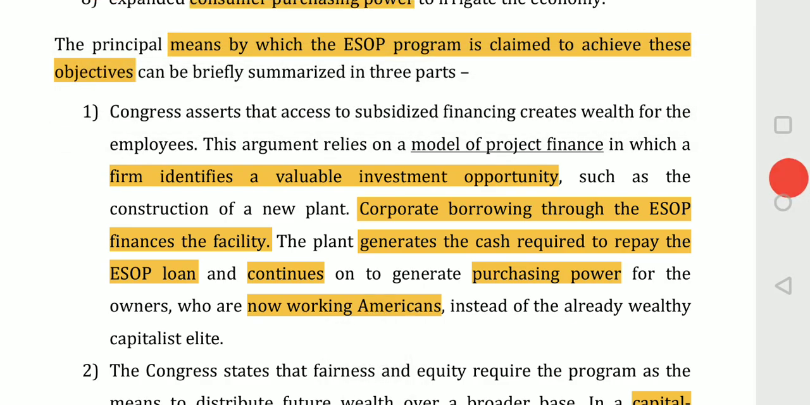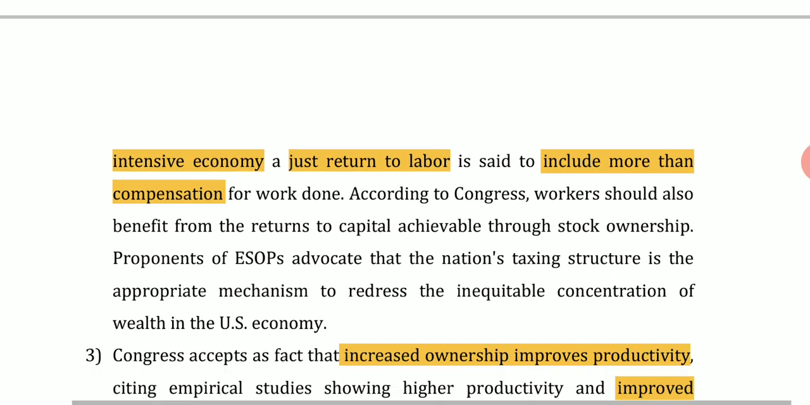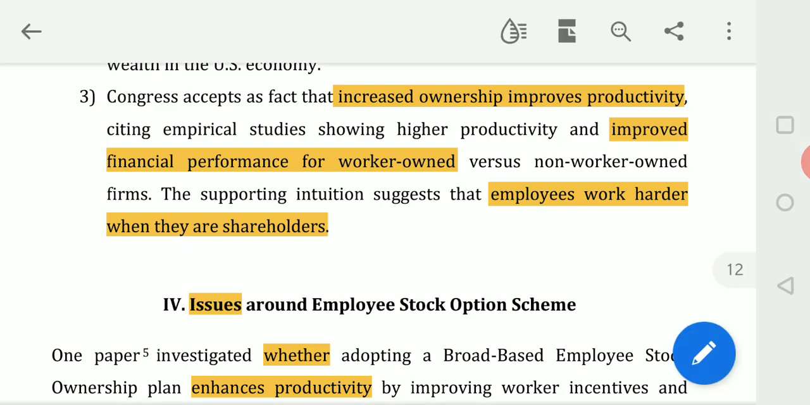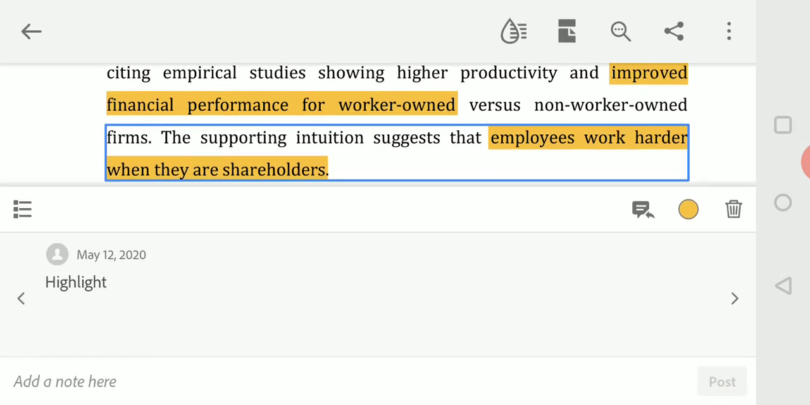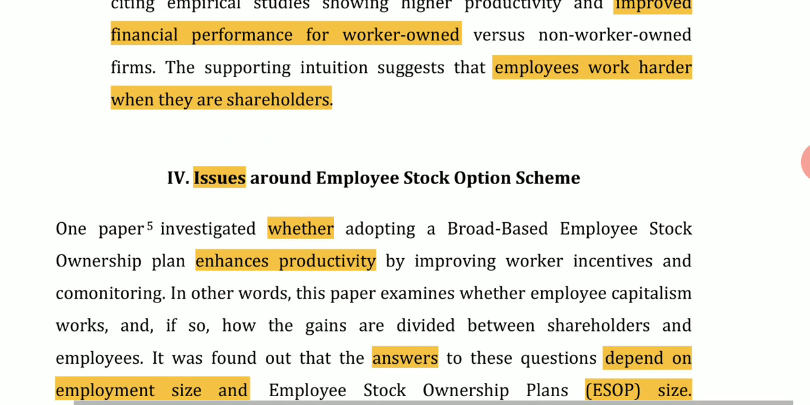The plant generates the cash required to repay the ESOP loan and continues to generate purchasing power for the owners, who are now working Americans instead of the already wealthy capitalist elite. And such increased ownership of the employees in the company improves productivity and financial performance for worker-owned versus non-worker-owned firms.